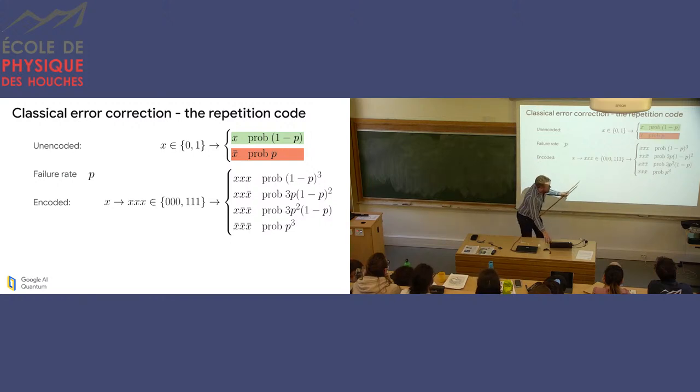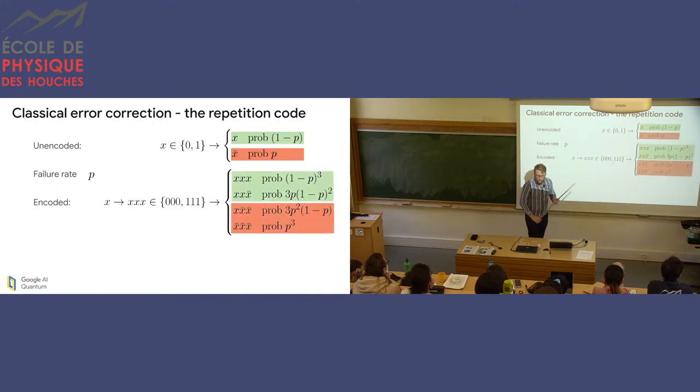And so now I have to declare success on some of them and failure on the others. The way that I would unencode this is I would just do a majority vote. If I see 0, 0, 1, I assume that the thing I started with was 0, because that's more likely than taking 2 flips. Great. This splits us into 2 categories. And so now my failure rate is no longer p, it's this number here: 3p squared times 1 minus p plus p cubed, which is the sum of this term and this term. Great.